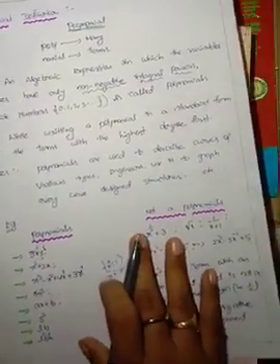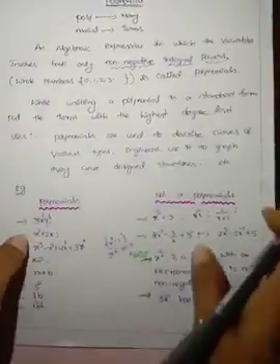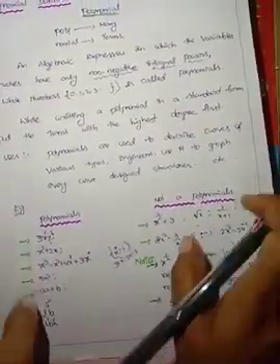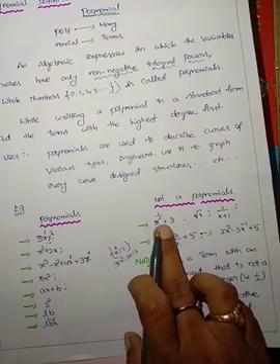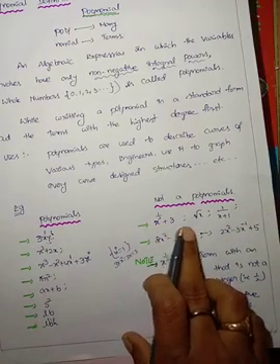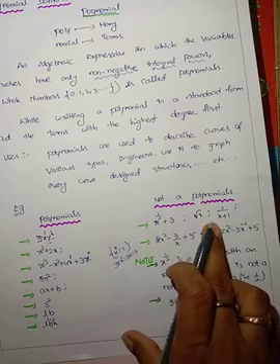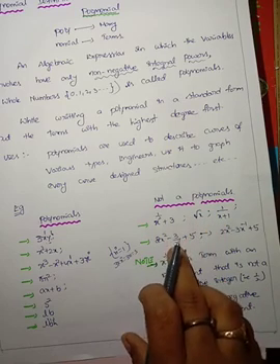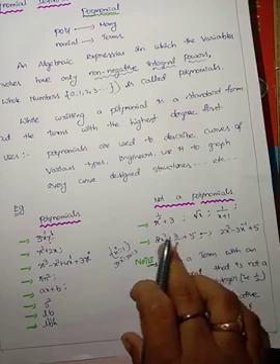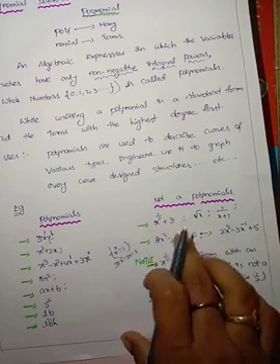Now let's take some examples of expressions that are not polynomials. Here: x power of 1 by 2 plus 3, square root of x, 1 by square root of x plus 1, and 2x square minus 3 by x plus 5. These are some examples of not a polynomial.